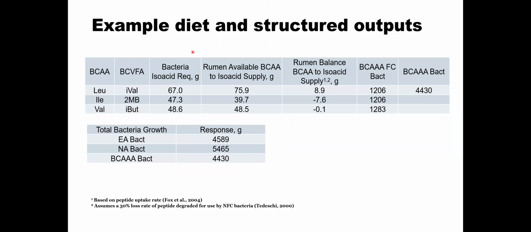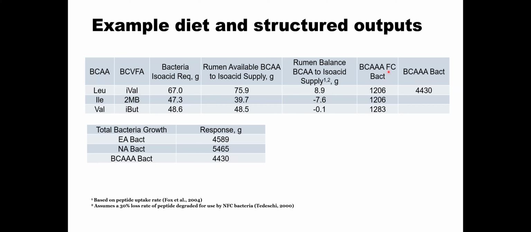So if we look at the branched chain amino acids, leucine, isoleucine, and valine, and we break out the branched chain VFAs that they convert to, so isovalerate, 2-methylbutyrate, and isobutyrate, and you look at their requirements and the rumen available supply, and then the rumen balance. Now we get to the rumen balance, branched chain amino acid to isoacid supply. We see that in this case, isovalerate looks okay, but 2-methylbutyrate and isobutyrate do not, right? We've got some subtle deficiencies.